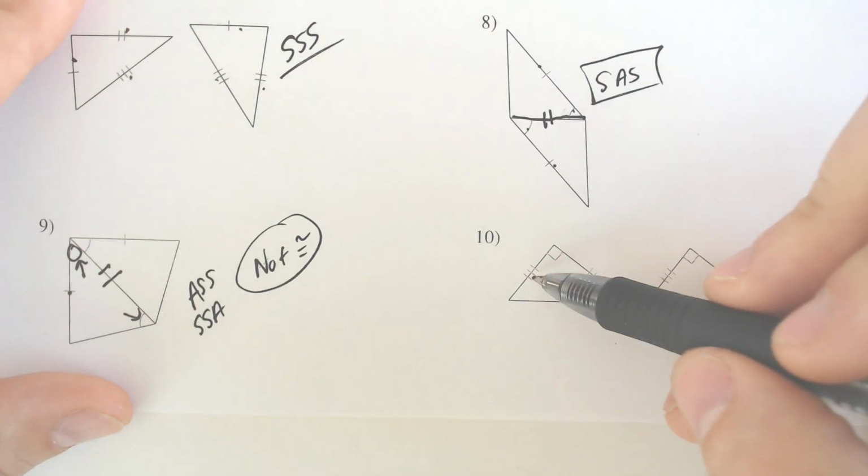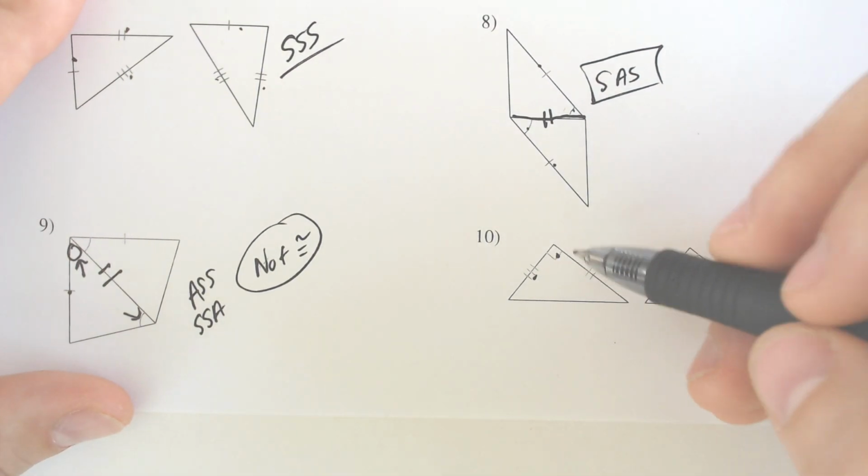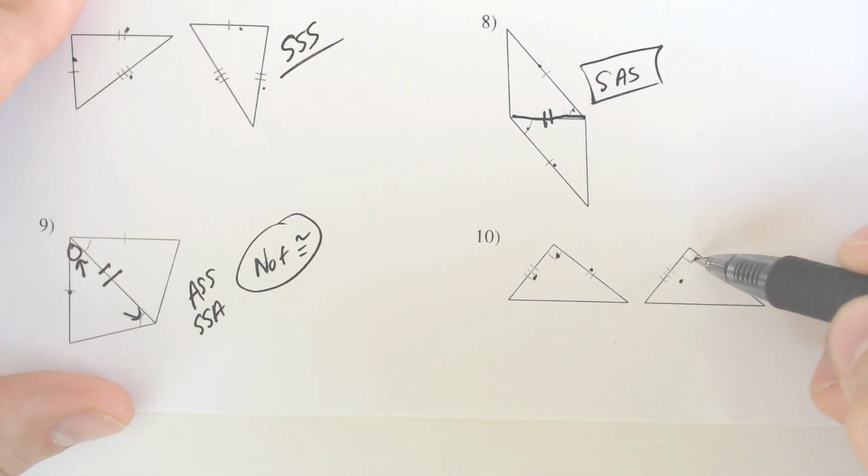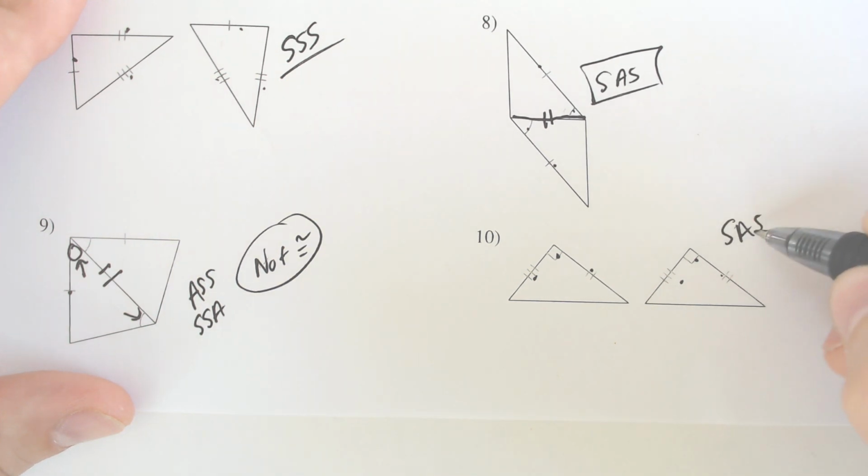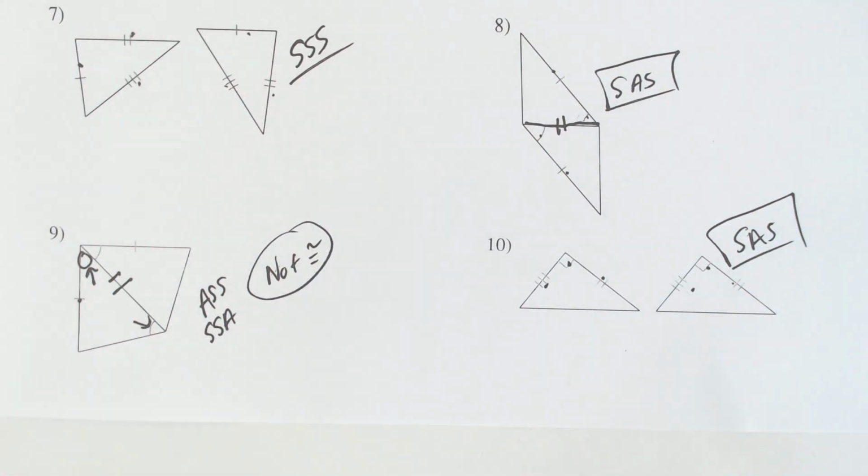Number 10, we have a side. We have a right angle in the middle and then a side. We have a side, we have a right angle in the middle, and we have a side. That is the definition of side, angle, side.